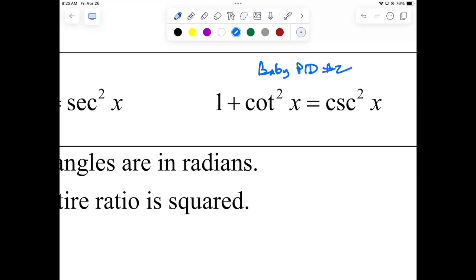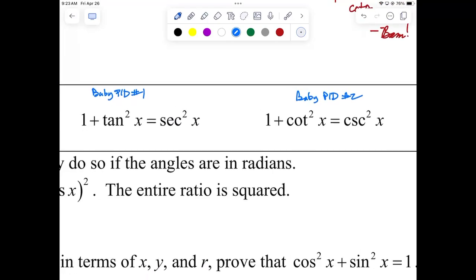What's another name for 1 plus cotangent squared? Cosecant squared. What's another name for cosecant squared? 1 plus cotangent squared. Now, here's why I put them in the same form. Notice they both start with 1, don't they? It puts them in the same form. If you memorize baby pid number 1, 1 plus tangent squared is secant squared, baby pid number 2 comes for free. It's its fraternal twin.